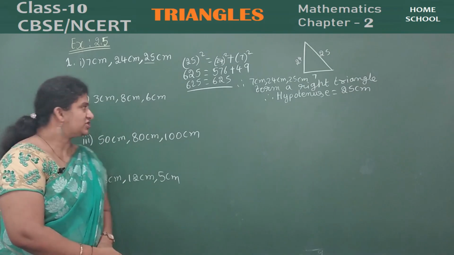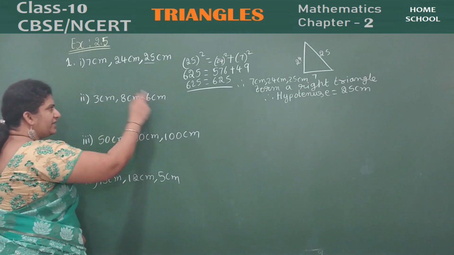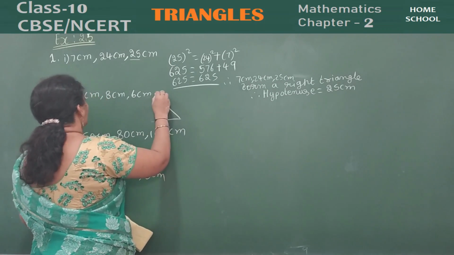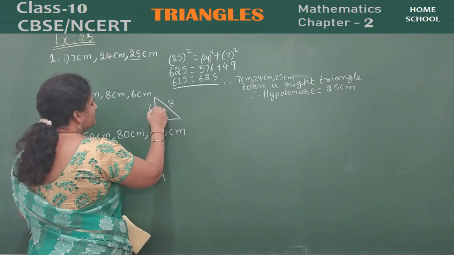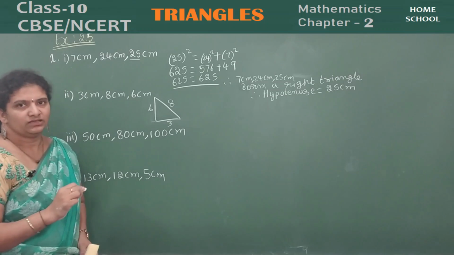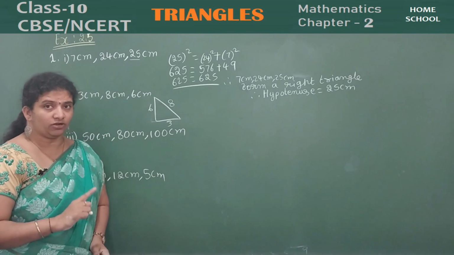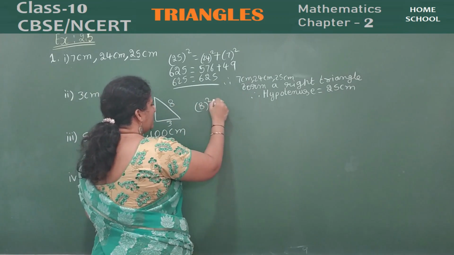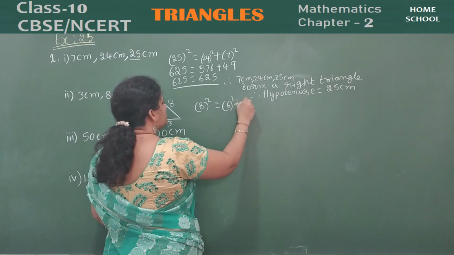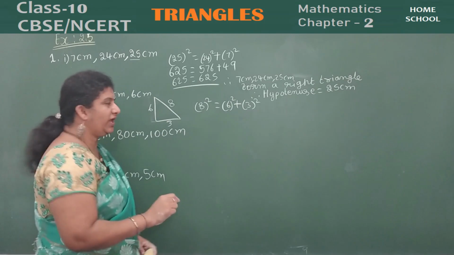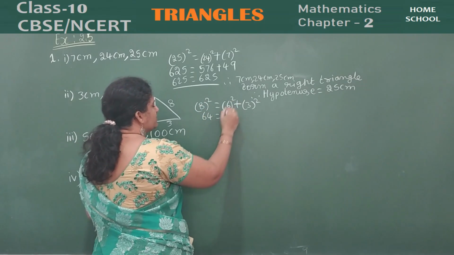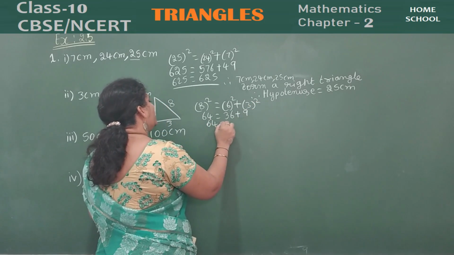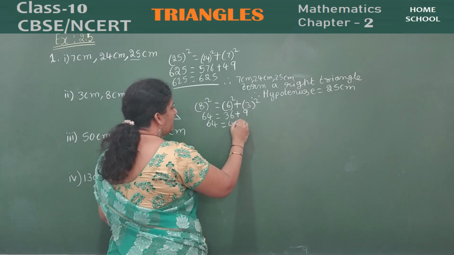Similarly, let's see the second one, children, here. 3 centimeters, 8 centimeters, 6 centimeters. Which is the longest number here? 8. Let's take a triangle here and the biggest number 8, 6 and this is 3. So whether it is a Pythagorean triplet or not, we need to check. So how can we check here? Hypotenuse square is equal to the sum of the squares of the other two sides. Okay, 8 8s are 64, 6 6s are 36, 3 3s are 9.